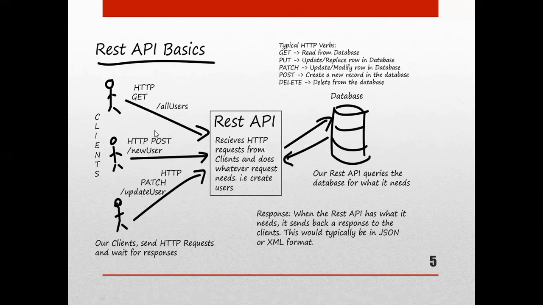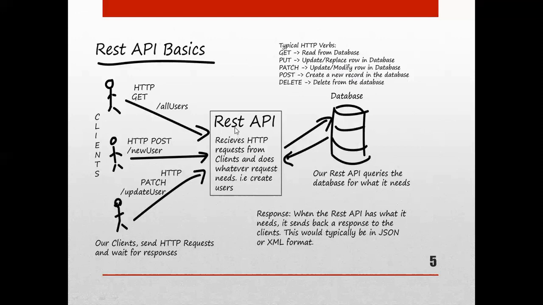Here you can see the HTTP methods we have seen: get, post, and here patch. HTTP get all users, HTTP post new user, HTTP patch update the user. Here you can see the typical HTTP verbs. Get means read from the database, put means update or replace a row in the database. Patch means update or modify a row in the database. HTTP post is for creating a new record in the database and delete is for deleting from the database.